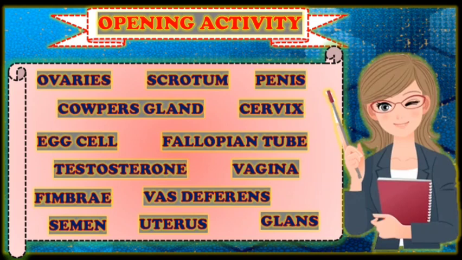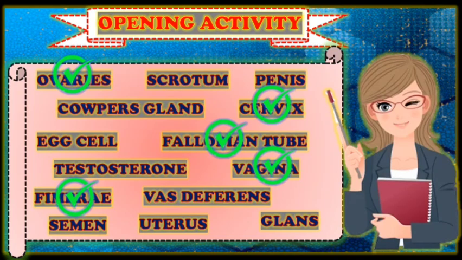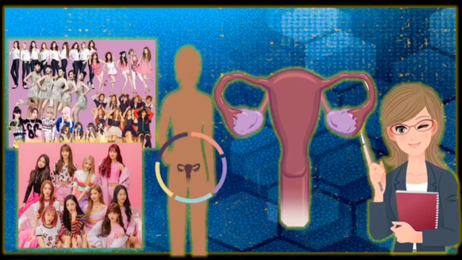Can anyone answer this? So the first part of the female reproductive system is the ovaries. Next, we have also the cervix. Another is the fallopian tube. Another one is the vagina. Another one we have also is the fimbriae, and we have also the uterus. So this time, let's see these pictures. What can you observe or what can you see in this picture?